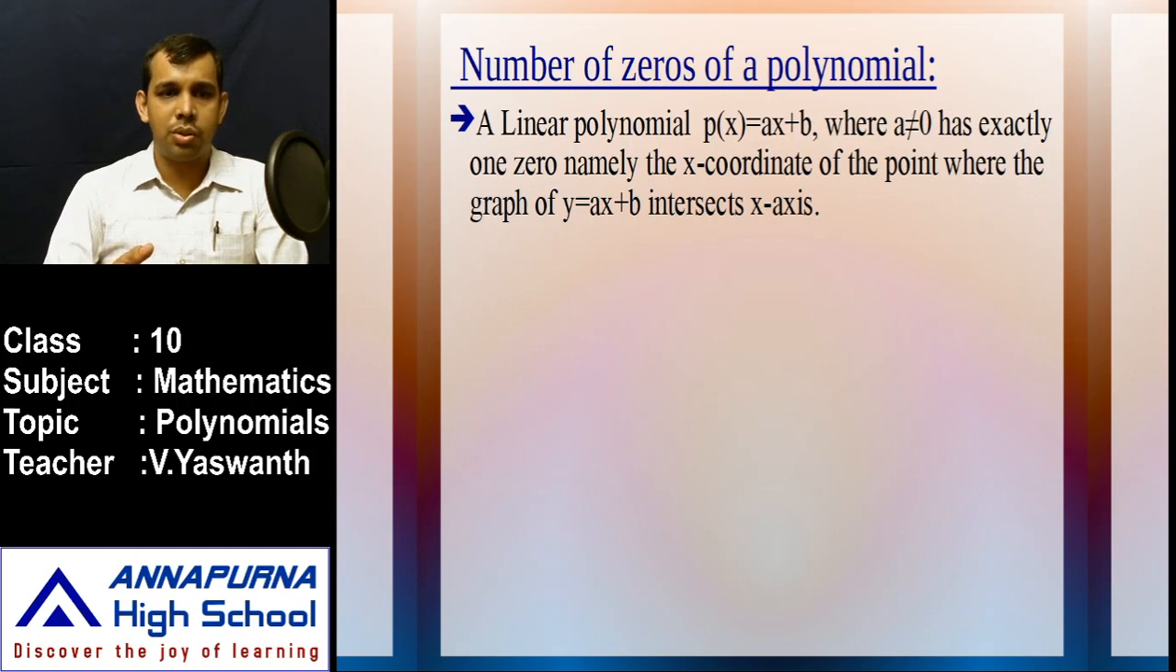The line y is equal to ax plus b intersects the x-axis at minus b by a comma 0. Its x coordinate is minus b by a. So what is the zero of this polynomial ax plus b? That is minus b by a.